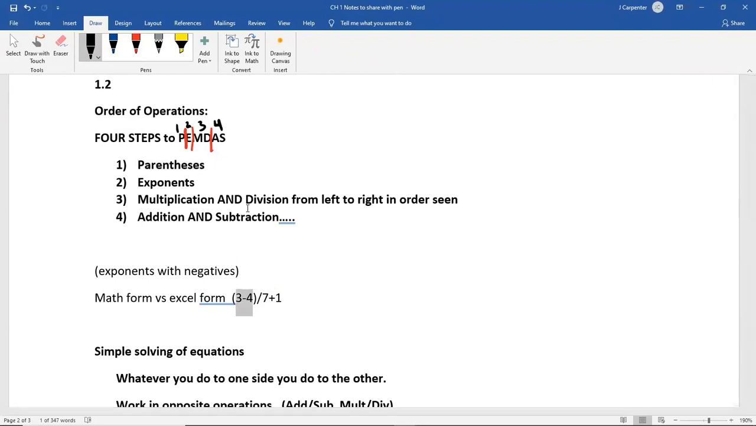There's other things that count as a parentheses. Absolute values count as a parentheses. Square roots count as a parentheses. And then there's other things we don't need to discuss. Logarithms, we're not going to be doing logarithms in this course.